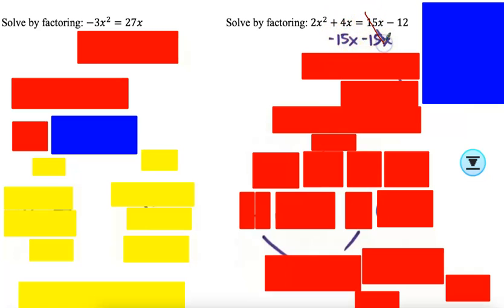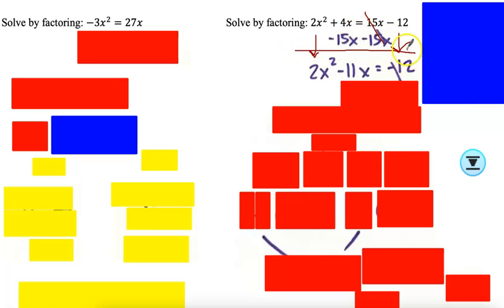So 15s will cancel. 4 minus a 15 is going to be a negative 11x. I'm going to bring down my 2x squared, and then I'm going to bring down my negative 12. Lastly, I need to move this negative 12 to the right side. The opposite of a negative 12 would be adding 12. So I'm going to add 12 to both sides.